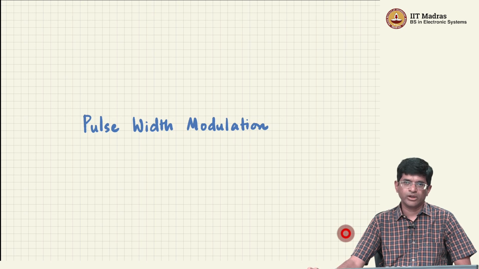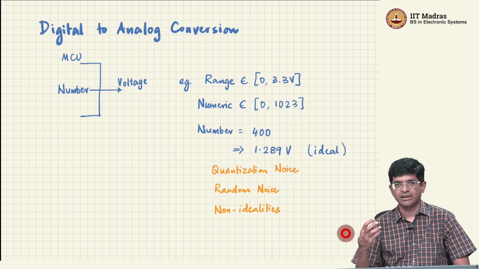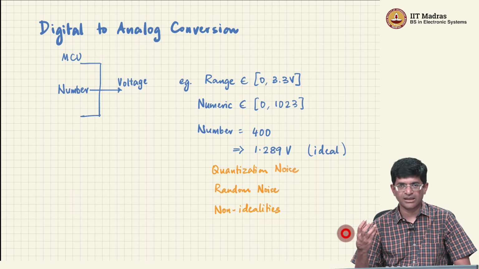Okay, now we are going to look at the topic of pulse width modulation. In order to understand pulse width modulation, the first thing to understand is digital to analog conversion, right? We have already looked at analog to digital conversion. We know that there are sensors that can pick up real world signals and convert them into voltages, and analog to digital would basically take that voltage and convert it into a number.